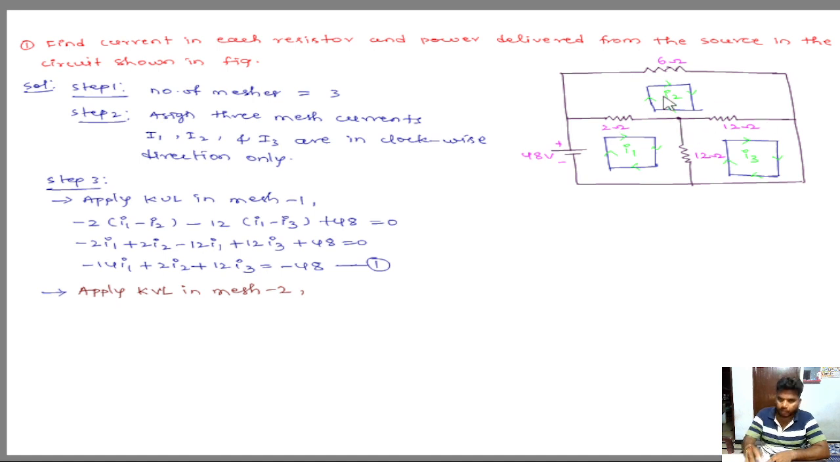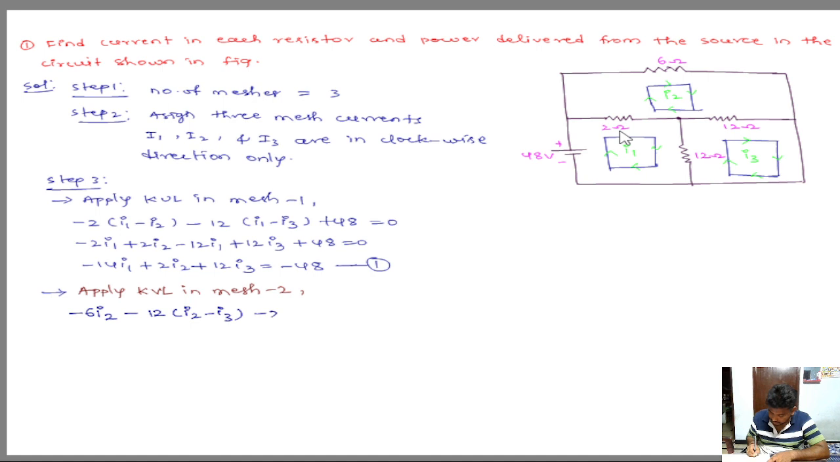I'm starting from the 6 ohm resistor. This is a resistor, so it is minus 6. What current is flowing in the 6 ohm resistor? Only I2. Minus 6 I2. Coming to this 12 ohm resistor, first we write minus 12, and the currents are I2 and I3. I2 is clockwise and I3 is opposite, so I2 minus I3.